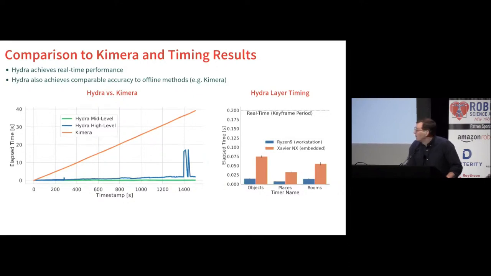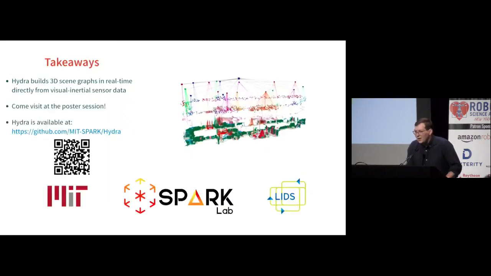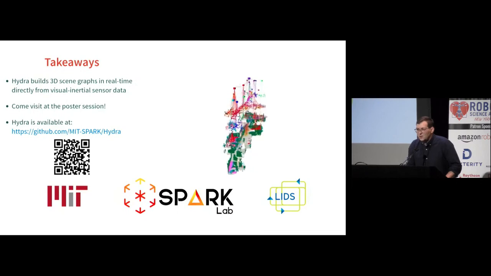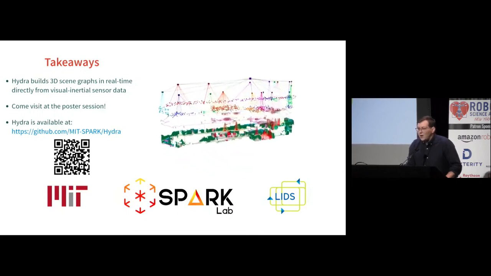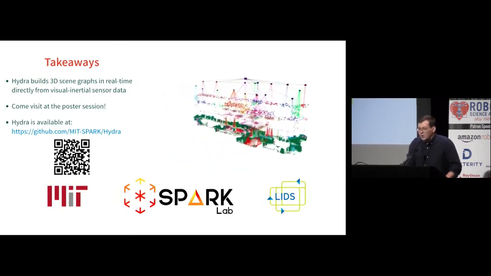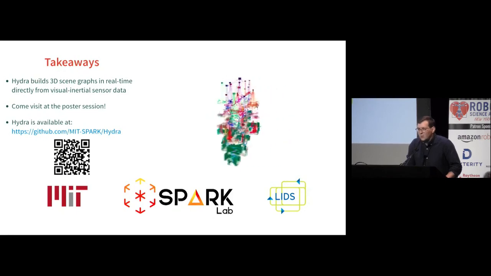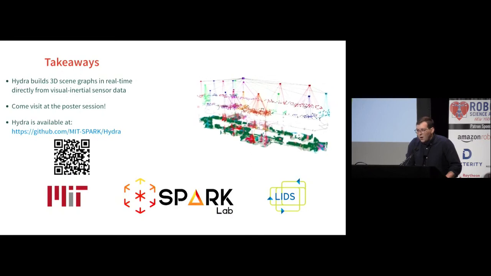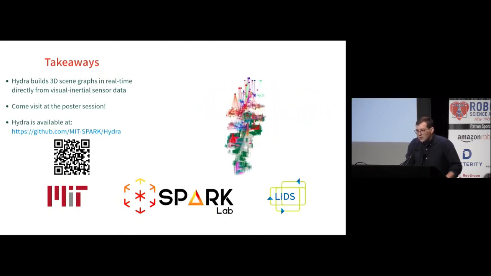an embedded processor. Note that we also show comparable accuracy to Chimera in the paper despite running in real time. So in summary today, I've discussed Hydra, a spatial perception system that constructs 3D scene graphs in real time. Hydra is capable of actually correcting the scene graph for noise through 3D scene graph optimization and has a method for augmenting traditional vision-based loop closure using the scene graph.